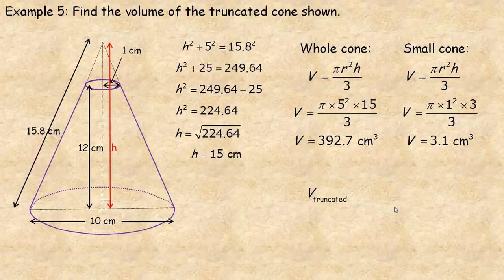And so for the truncated cone's volume, we would subtract those because this is the whole thing minus what we're taking off. And so the truncated cone's volume would be just under 390, 39.6 centimeters cubed. And that's the end of the tutorial.